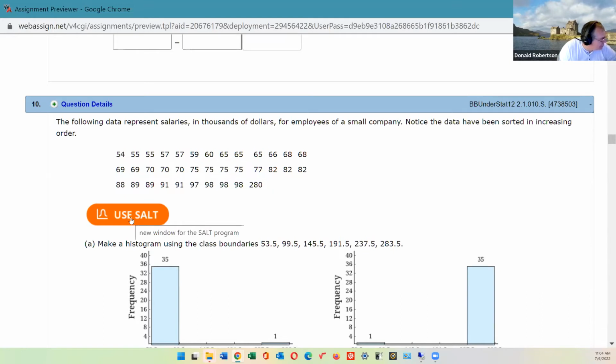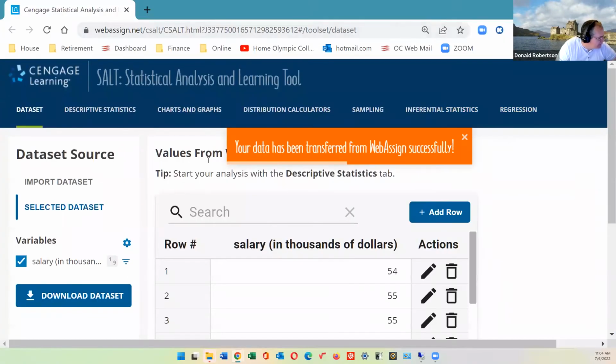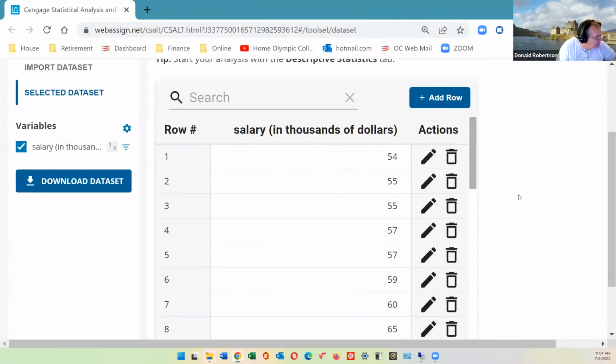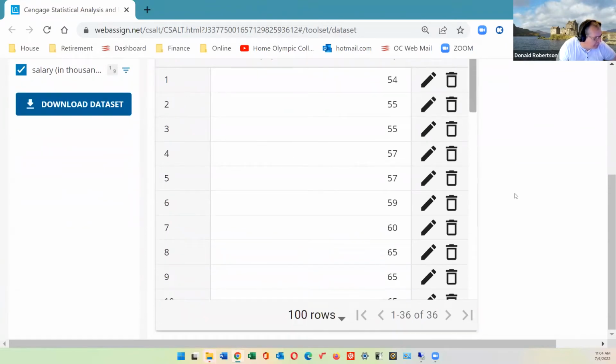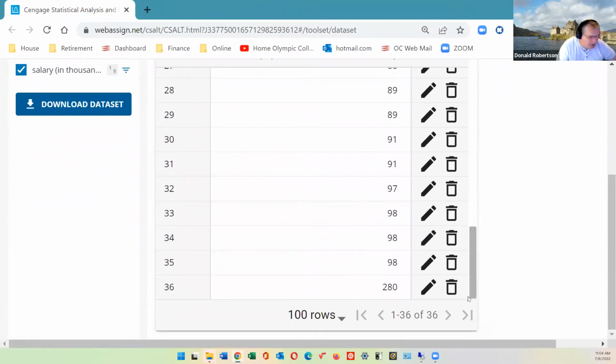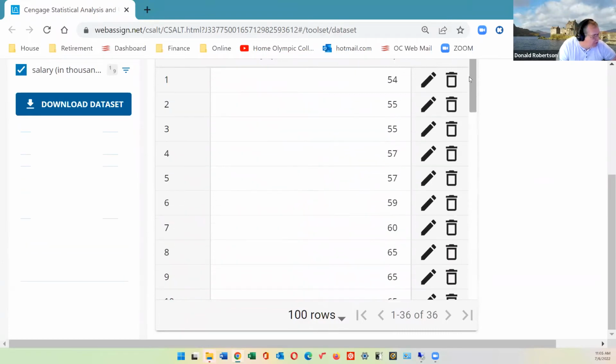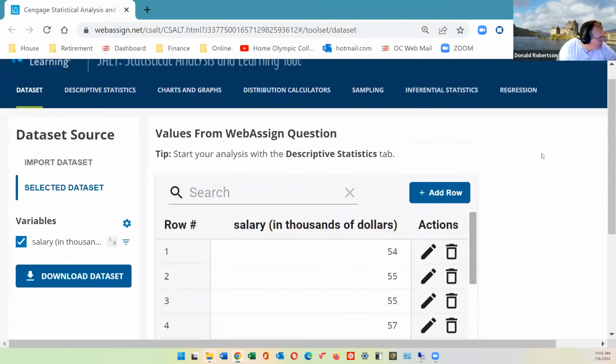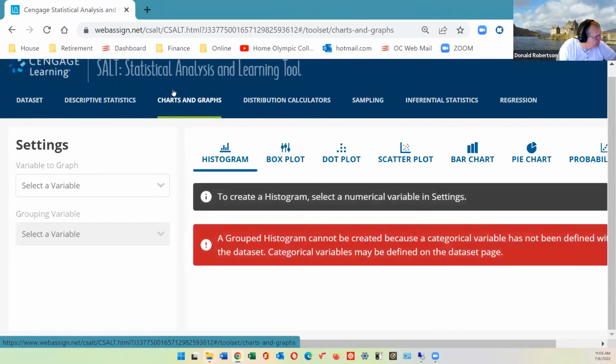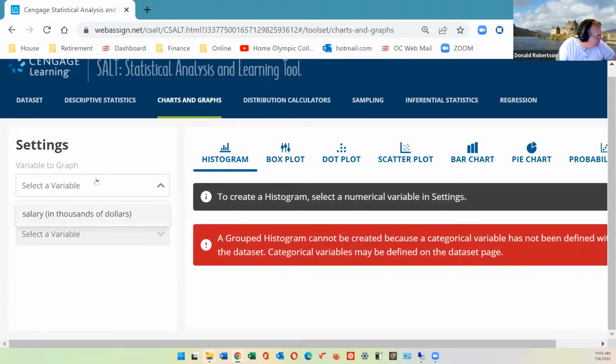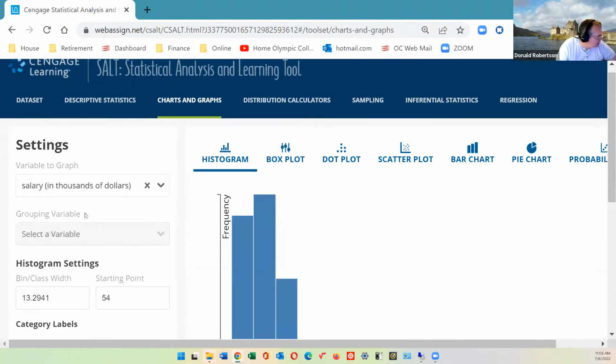So I'm going to use Salt. Now, there we go. Are you looking at all those numbers? You see them here? You can scroll all the way down to the end, right? And we would like to do a histogram. Charts and graphs. Histogram. Select the variable salary.